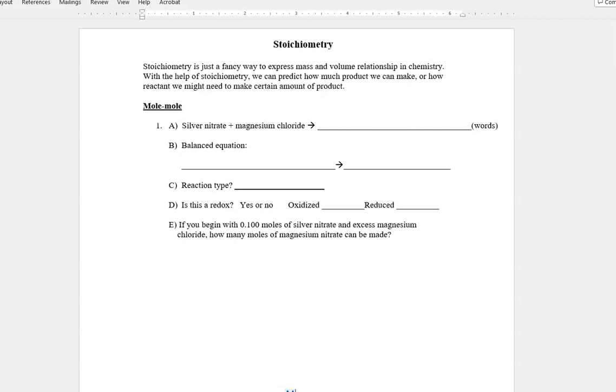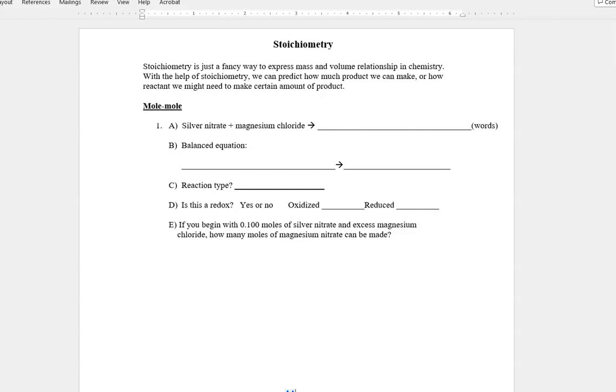This video is going to go over two examples of stoichiometry, and then there'll be a second video that will go over two other examples. So stoichiometry is just a fancy way basically to show mole-mole relationships. It's how we switch from one compound to a different compound when we're dealing with chemical formulas.